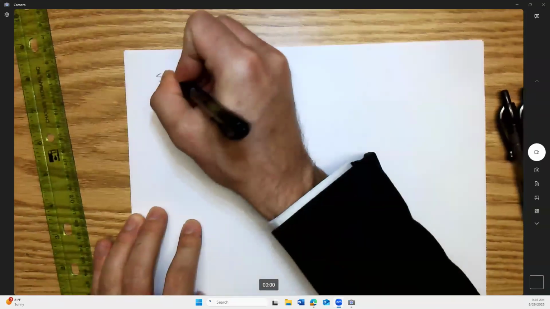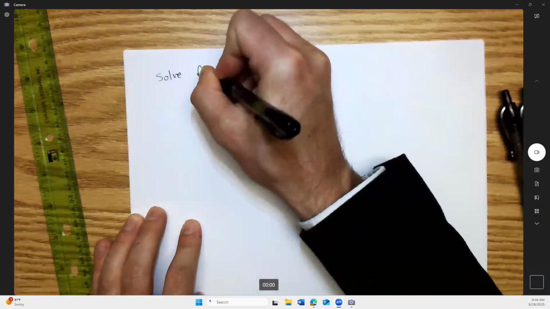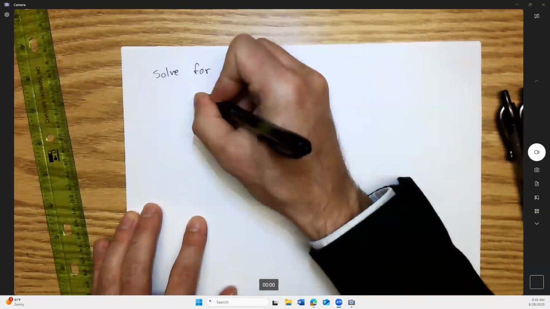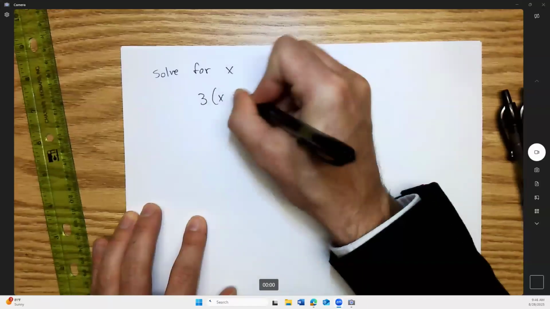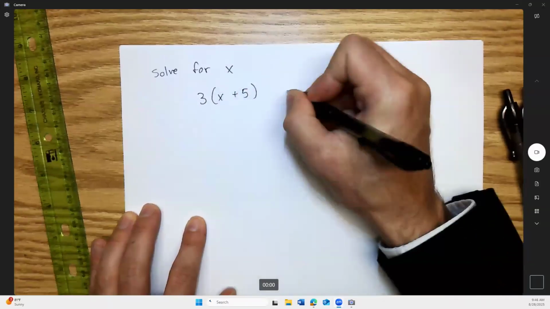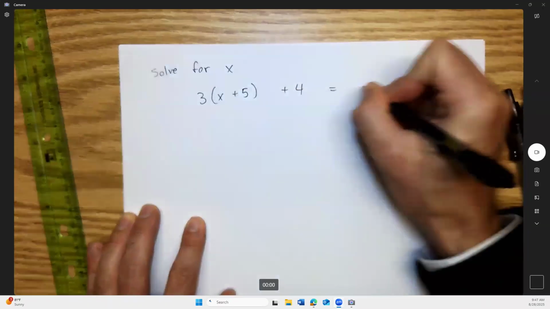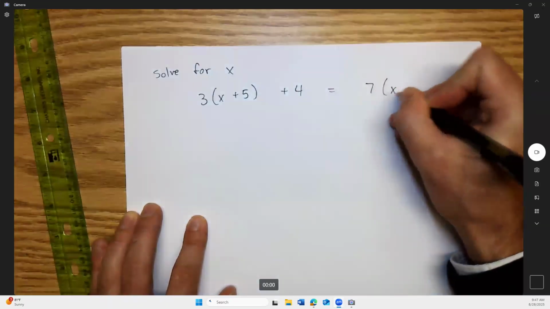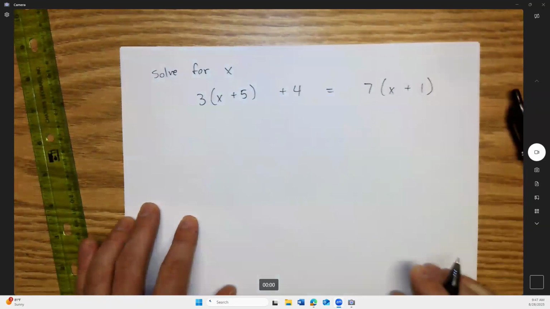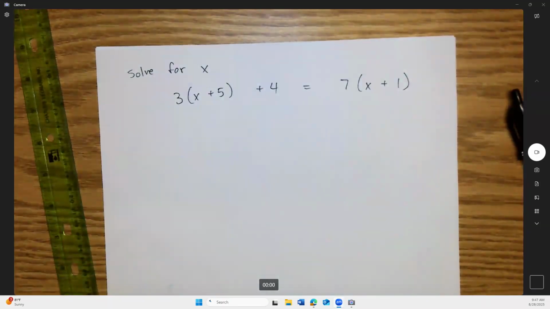Okay. Solve for x. All right, go for it. Solve for it.